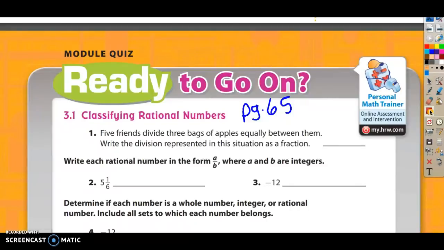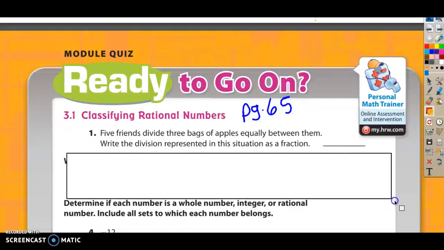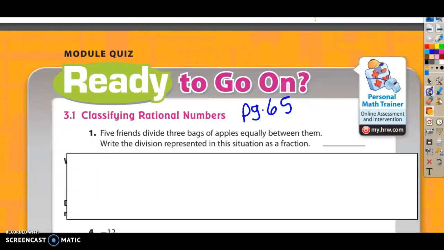5 friends divide 3 bags of apples equally between them. Write the division represented in this situation as a fraction. I want to remind you what we did at the beginning of this module, how we learned about this. So this is not the answer. This is just a review of what we did earlier.